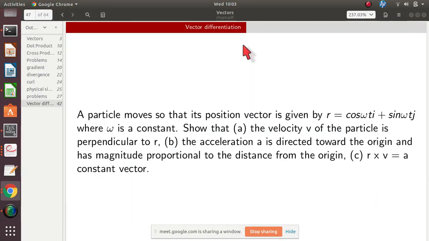You all are doing the cross product? Yes, sir. So in the place of k cap we will put 0. If any component is not there, you can put 0.